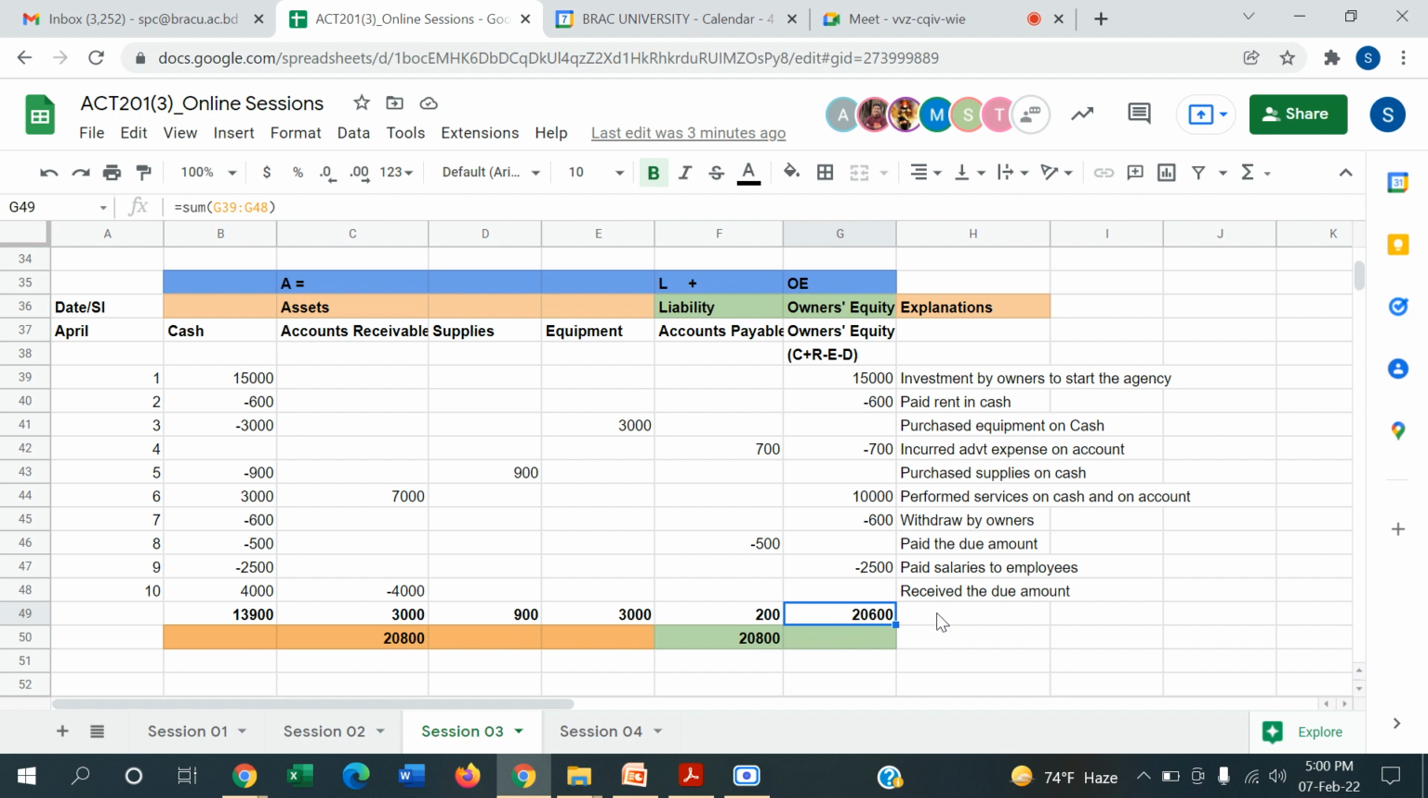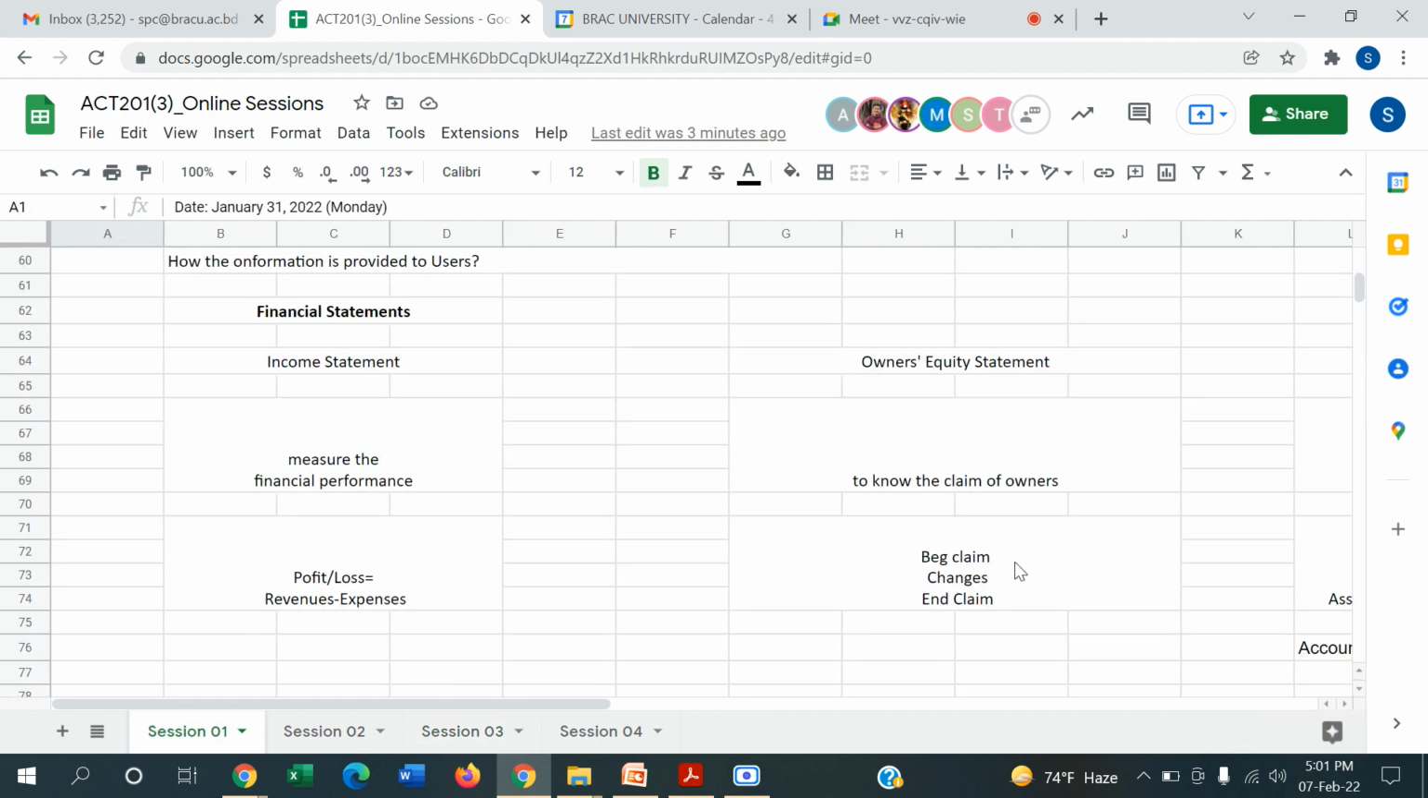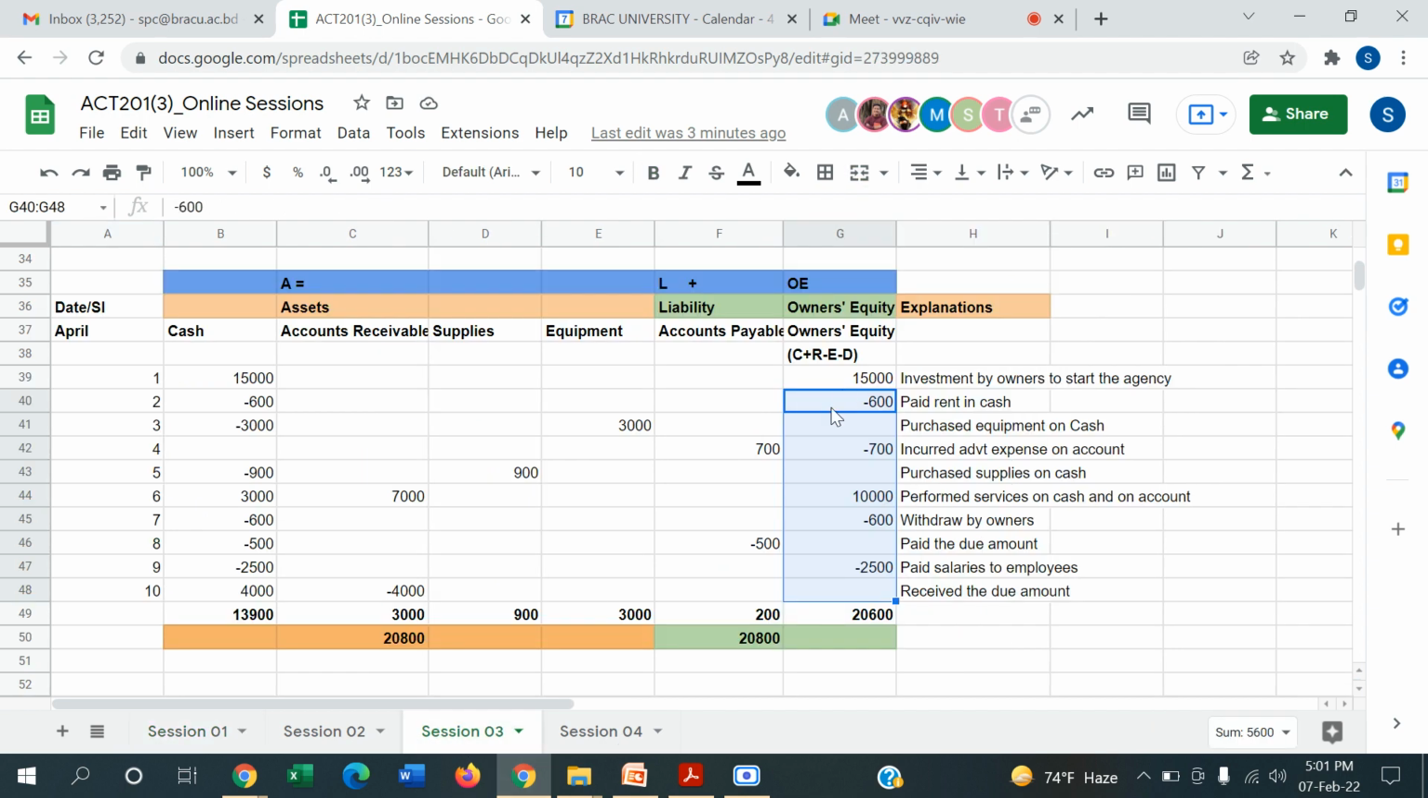What was the beginning claim of the owner? 15,000. And these are the changes. If you can remember the financial statement we have shown at the very beginning, we said that there will be beginning claim, changes, and ending claim. From here, we can see this is the beginning claim, this is the ending claim, and these are the changes. These changes have been incurred with the expenses and revenue incurred and earned by the organization, and with the drawings as well.